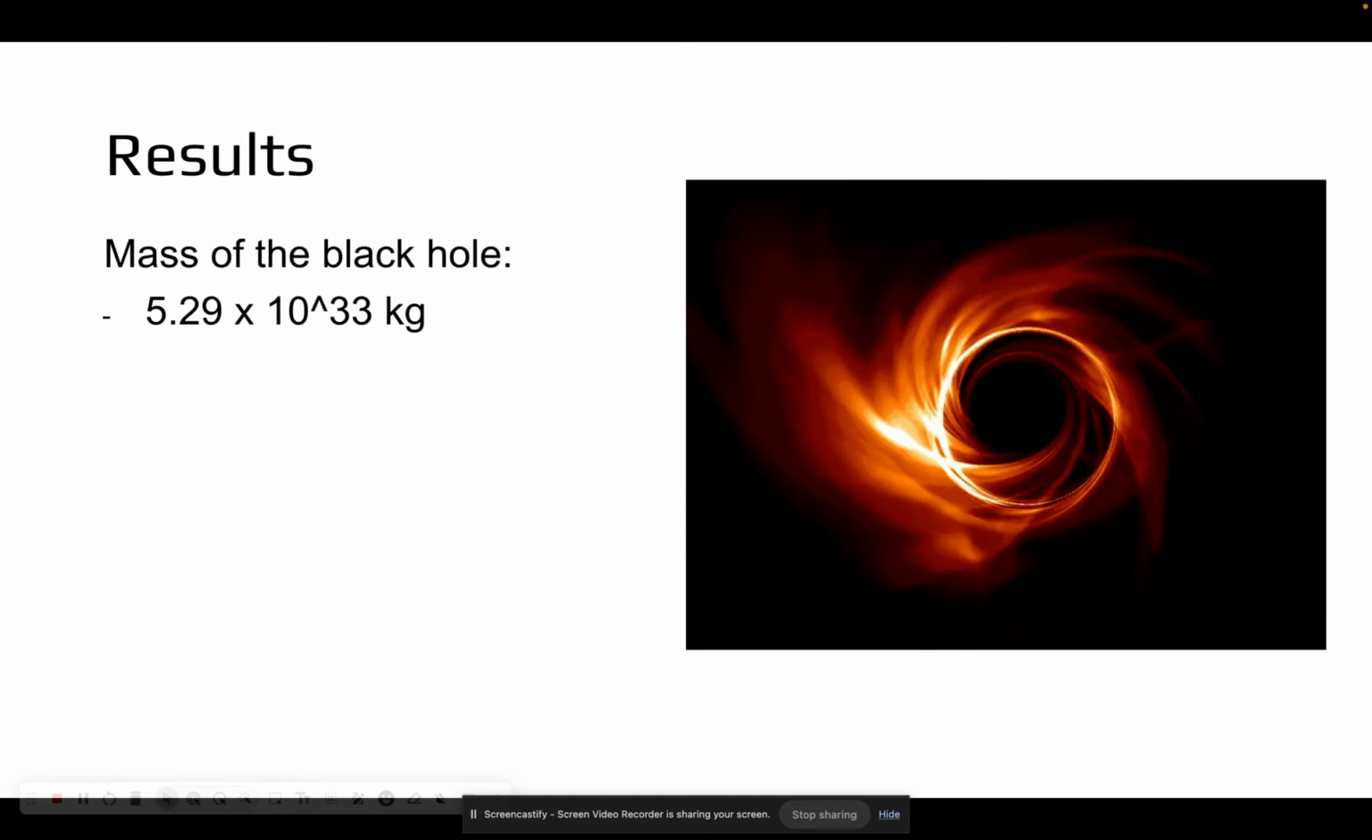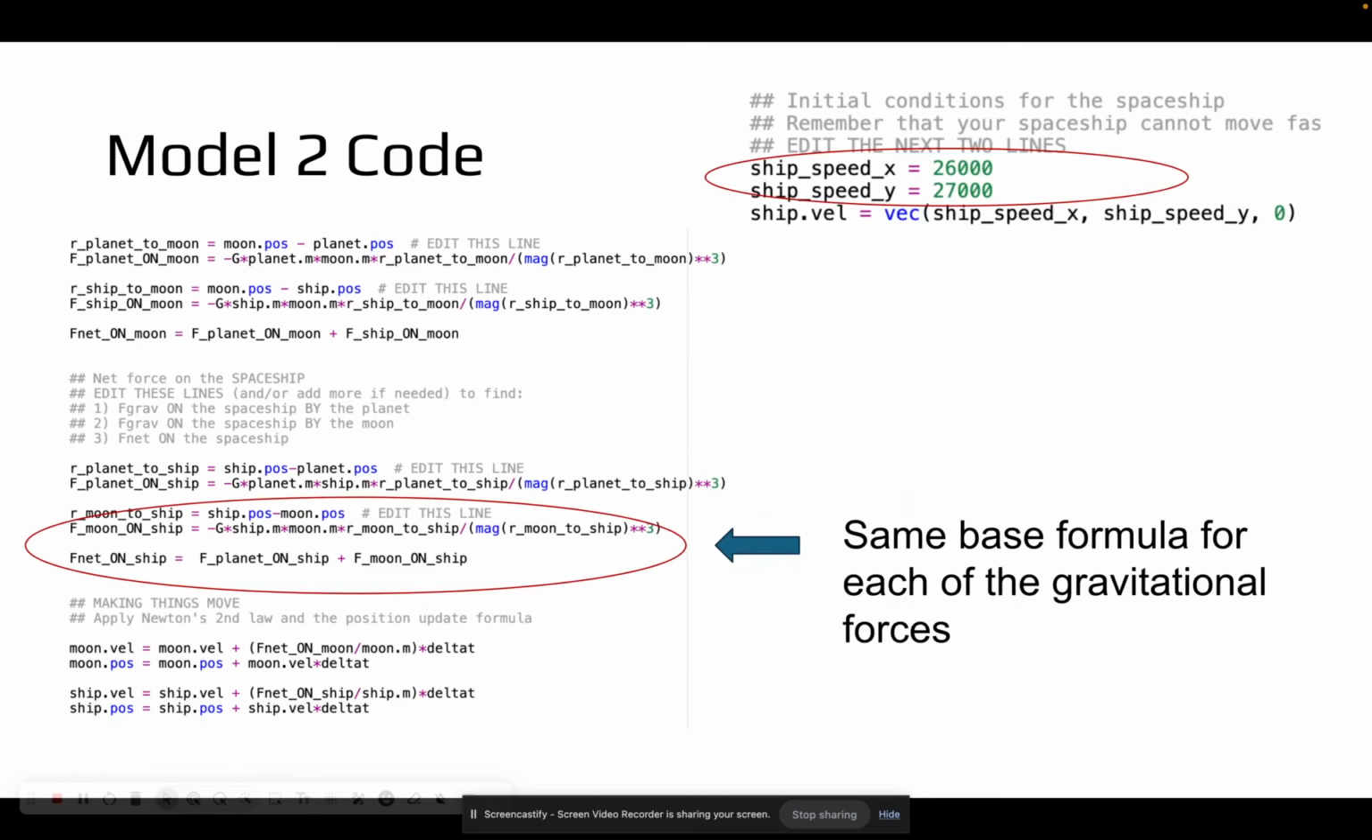So what are the results? For the mass of the black hole, we got 5.28 times 10 to the 33 kg. In the second model, we basically have an iteration over the net force, and we have four different net forces. We have the force from the planet on the moon, from the ship on the moon, and then from the planet on the ship, and the moon on the ship.